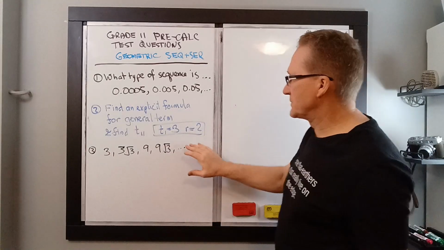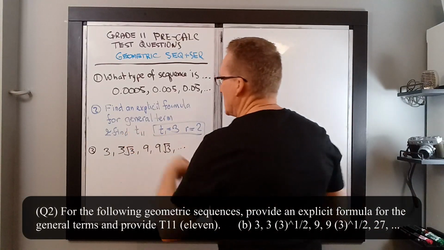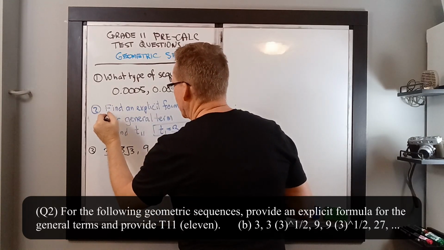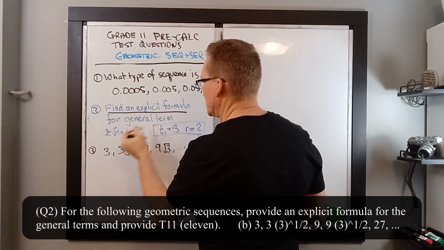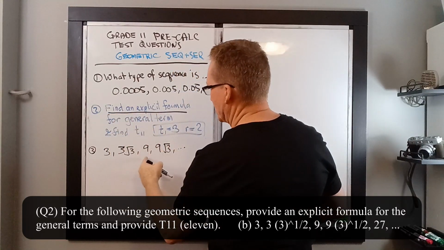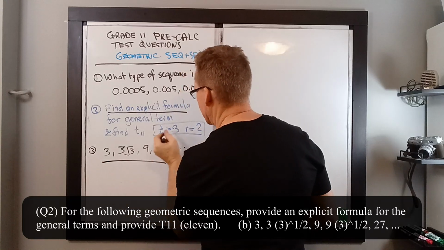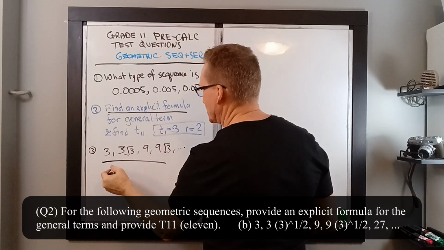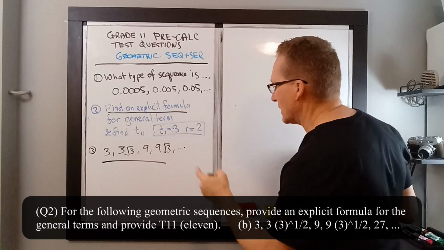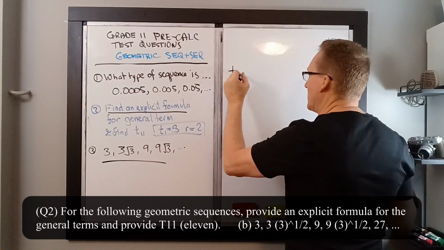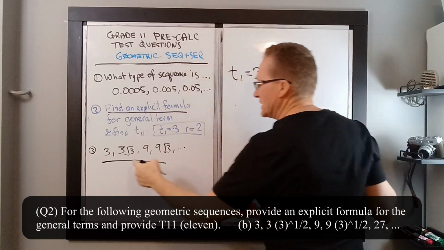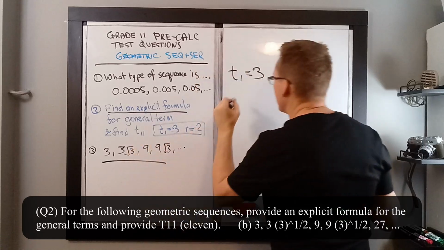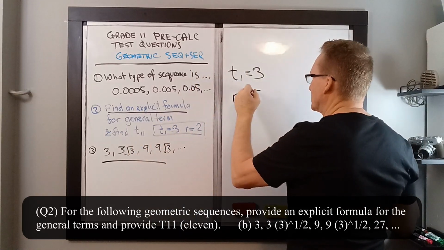I'm going to erase this and we're going to look at this third one here for a second. For this third one, we want to do the same thing as here. We want to also find an explicit formula for the general term, only this time we are using this here, not this. This was for question 2, but we're doing the same thing. I just didn't want to rewrite the whole thing out again. So the first term here, T1, would be equal to 3. Easy enough. What are we multiplying the second term by? The common ratio is root 3.